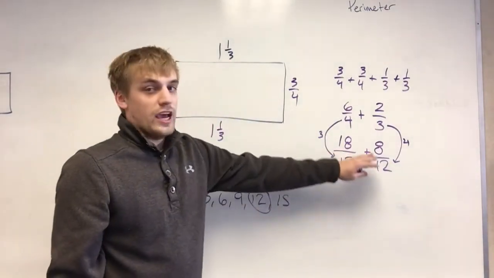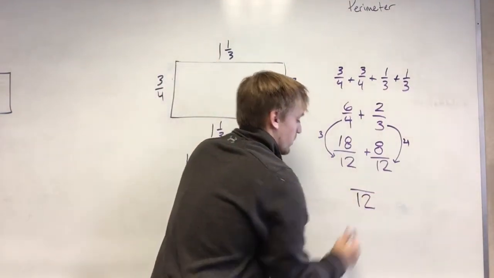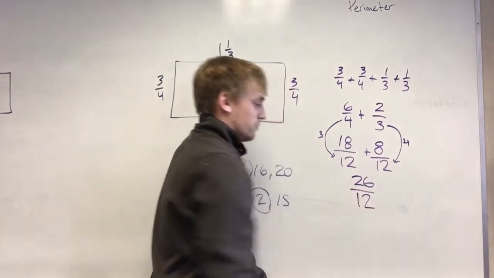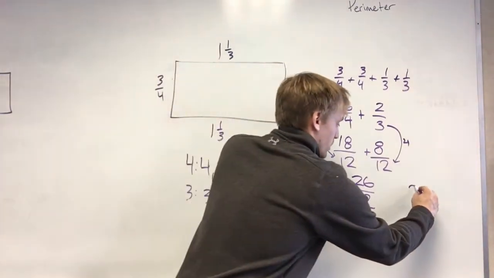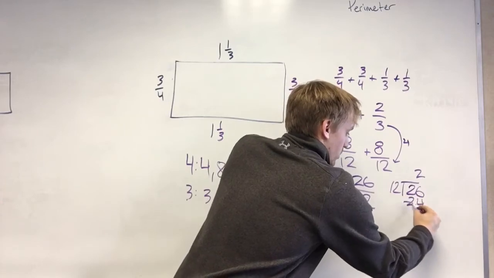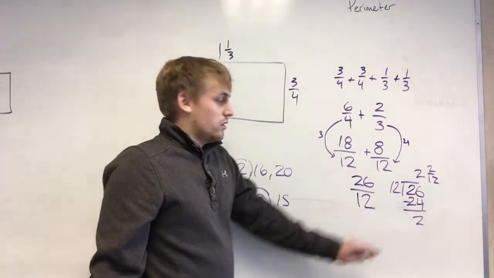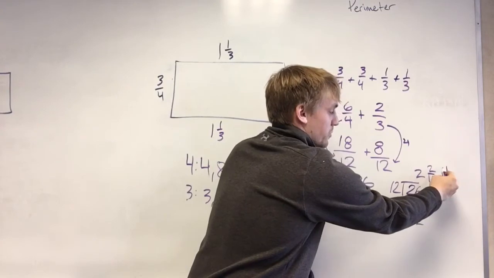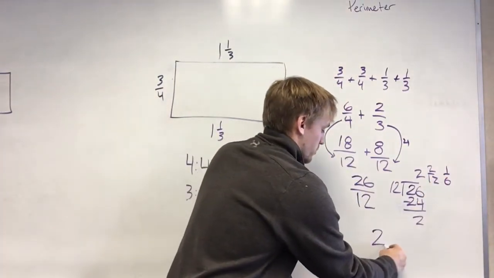Then you can add these because the denominators are the same. So you'll get 12 as your denominator because that won't change. 18 plus 8 is 26. Now this is improper, so you're going to divide this. 26 divided by 12 is 2 and 2/12. And 2/12 reduces to 1/6 because 2 divided by 2 is 1 and 12 divided by 2 is 6. So you get 2 and 1/6.